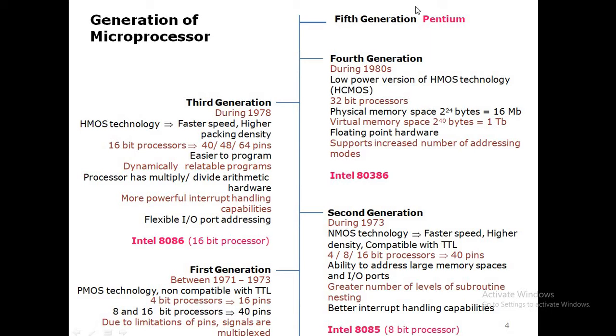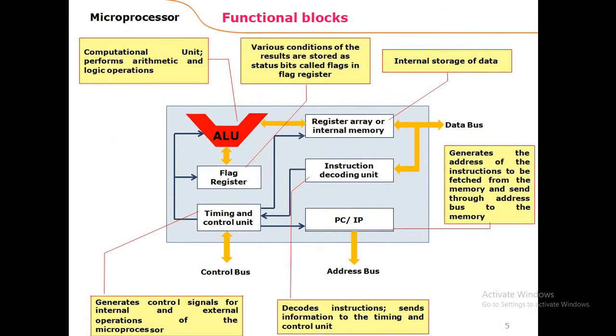Next, the fifth generation is the Pentium processors. Pentium 1, 2, 3, 4 all come under the fifth generation of processors. Nowadays, i3, i5 and i7 processors are coming, which you can put in the sixth generation of processors. Next, we will discuss the functional blocks of a microprocessor.